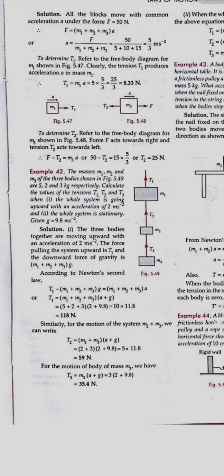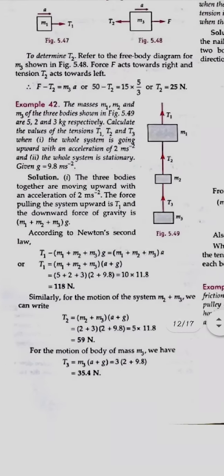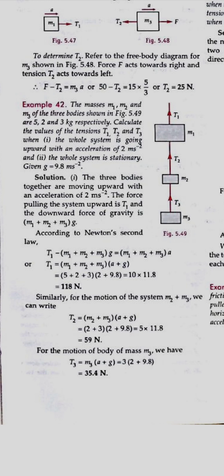So mg will be used. This mass will be given as g, and g's value will be 9.8 meter per second square, and the acceleration is given as 2 meter per second square. So we have to find the whole system's tension due to these masses with the acceleration of 2 meter per second square. So both will be there, that is acceleration as well as gravity.